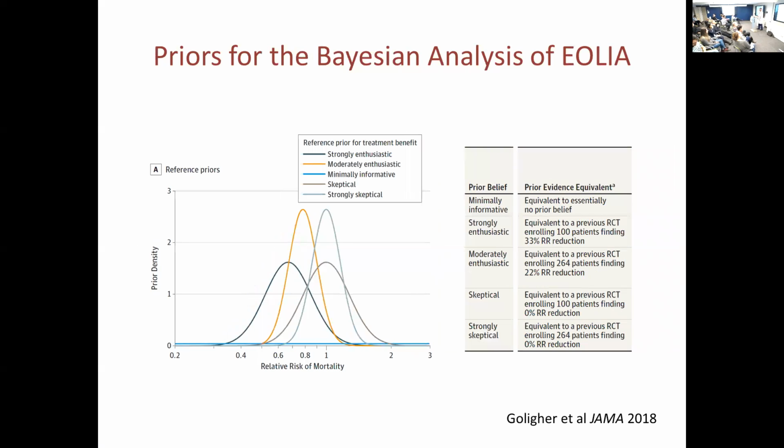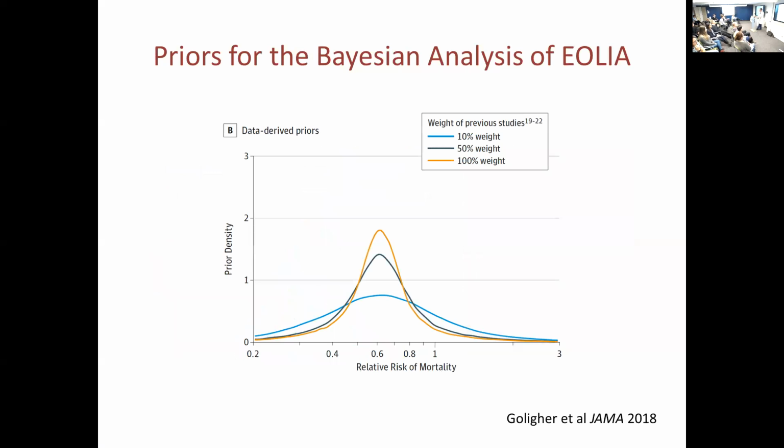One of the nice techniques is that you can actually turn your prior into a kind of theoretical randomized trial by comparing how much information would I need, given the amount of information specified in this prior, how many patients would I need to study in a randomized trial to be this skeptical or this enthusiastic. And so, for example, the strongly skeptical prior, represented by the light green distribution, was equivalent to a previous randomized trial enrolling 264 patients and finding no difference in mortality. And given that that would be a much larger study than any published to date and larger even than EOLIA, we felt that this was actually a very reasonable degree of skepticism to be applied to the data.